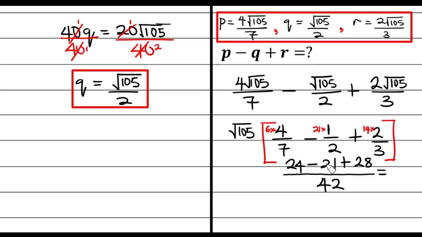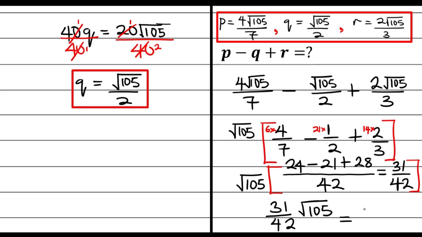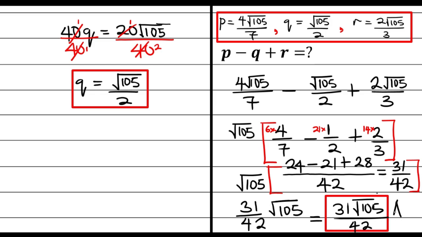Then I have 24 minus 21, that's going to be 3. Then the same 3 plus 28, that's going to be 31. I have 31 over 42. Don't forget, I still have my root 105 here. Then bringing it together, now I can say the final answer is 31 over 42, then root 105. Or better written as 31 root of 105, the whole stuff over 42. This is the final answer to this question. That is P minus Q plus R.